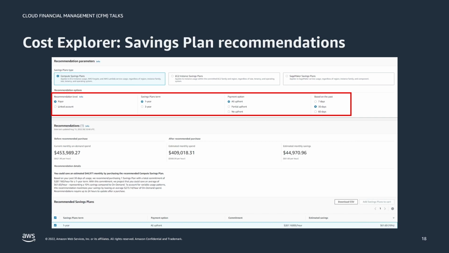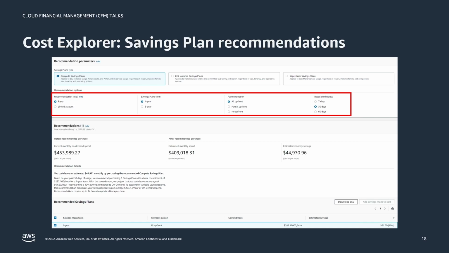And then the next three that we have is one, what term are we looking for, right? 1 or 3 year. Naturally, the savings are higher for a 3 year, but a lot of times when you're starting off, 1 year is really kind of what you want to go for. Then payment option, you want to pay all of the commitment upfront, just part or 50%, or none. You just want to get billed monthly, right? That's going to be kind of your third toggle.